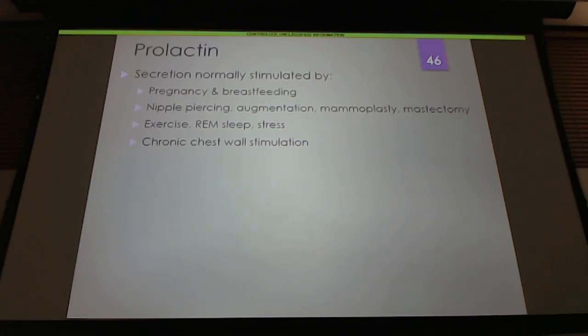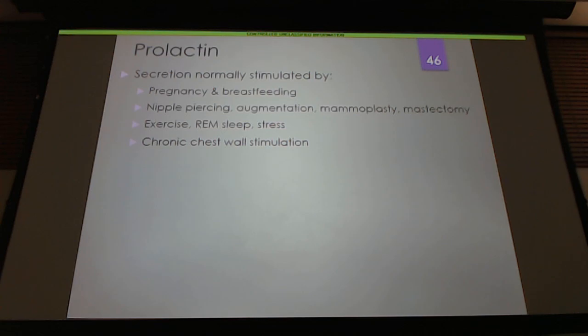So, like we said, prolactin's normal. When we're pregnant, prolactin should be released, right? Breastfeeding, sweet. If you have breast augmentation or reduction, or you get your nipple pierced, any kind of thing like that, those procedures, elective or not, can trigger prolactin release. Exercise, weirdly enough, can trigger prolactin release normally. REM sleep and stress, and then chronic chest wall stimulation.